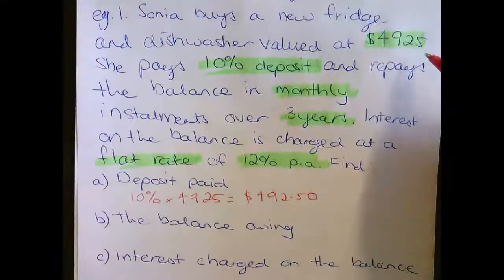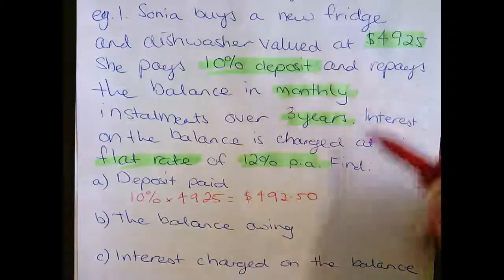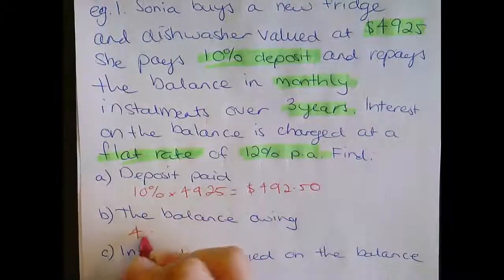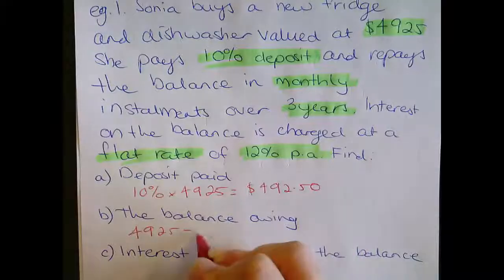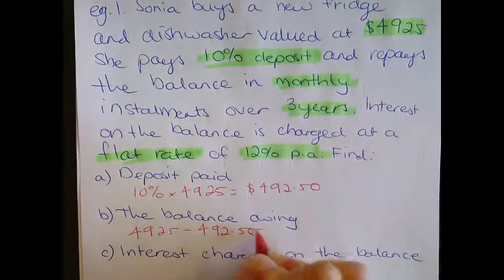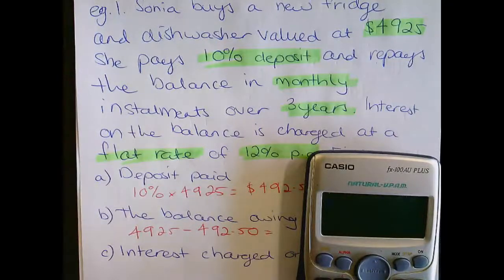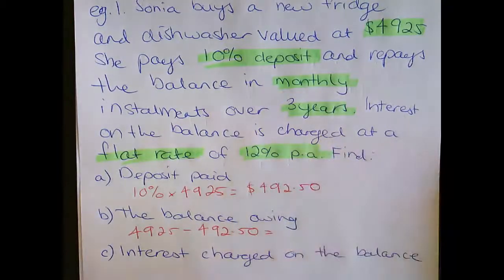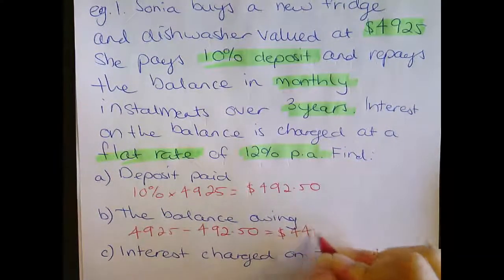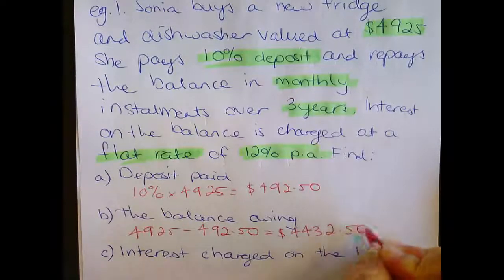The balance owing. So if the original amount was 4,925, take off what was paid, 4,925 minus 492.50. So using a calculator, $4,432.50.